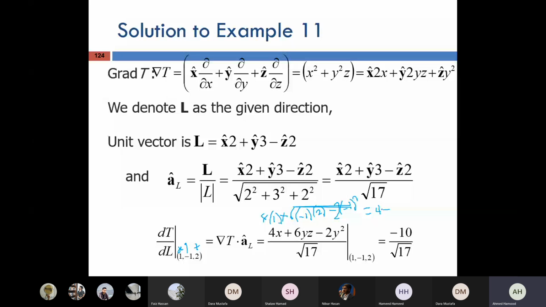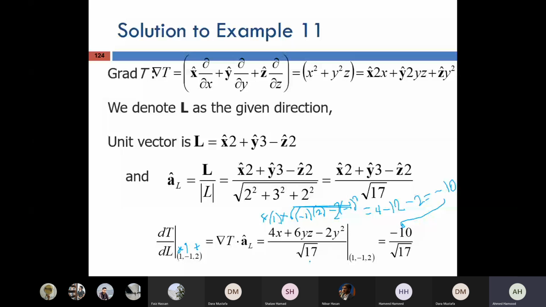4, 2 multiplying by 6 multiplying by 2 is equal to 12, right? 12. Then you have here negative 2, so negative 2. So here is equal to what? Negative 10, isn't it? So negative 10 divided by root 17.